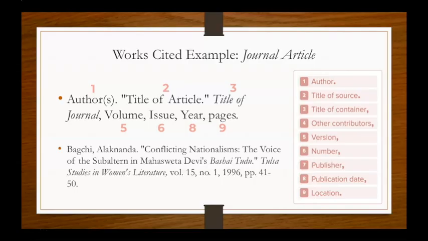I don't have other contributors, number 4, so I'm going to skip them and move right on to number 5, the version, which in this case would be the volume, and then number 6, the number, which in this case would be the issue. The publisher of a journal article is the journal itself, so we don't have to repeat that piece of information. We can skip number 7. We'll put the publication date, the year, and then number 9, the location.